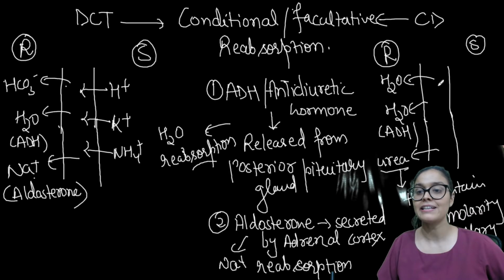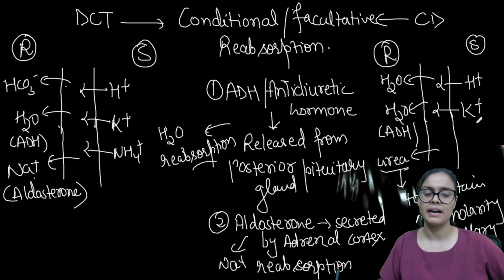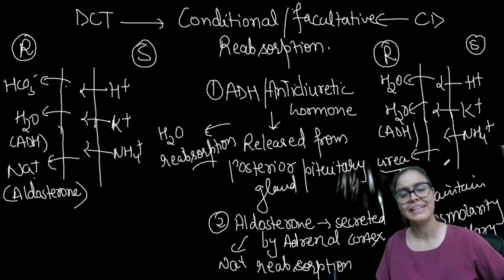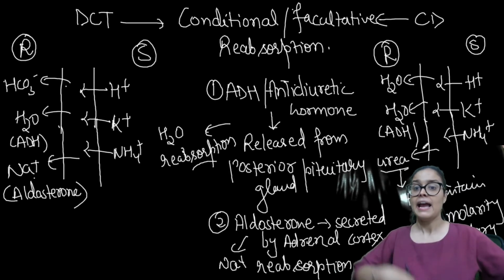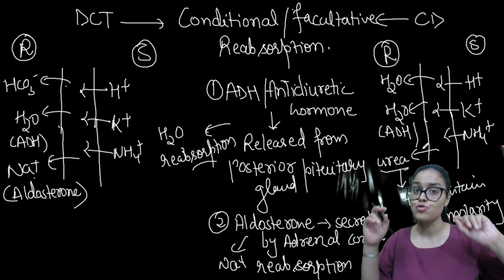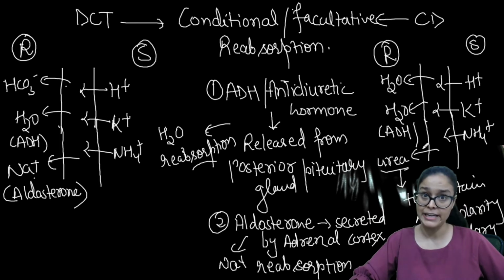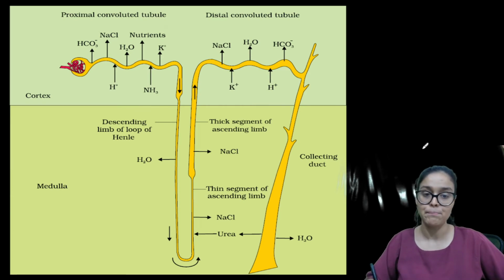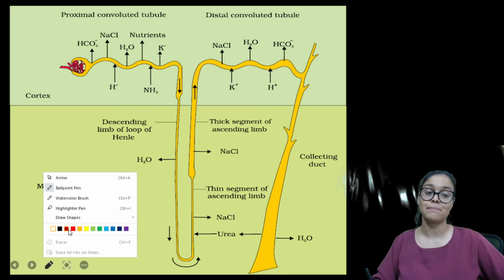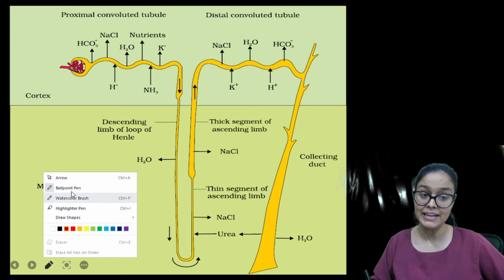And secretion of what will happen? From blood, hydrogen ion, potassium ion, ammonium ion, to maintain the ionic balance, to maintain acid-base balance will be done here in the collecting duct. As simple as that. I have just given you a very simplified explanation here, and the next step we are doing is the concentrated urine formation, which is again very important, and this is the NCERT diagram. So see this diagram very nicely.